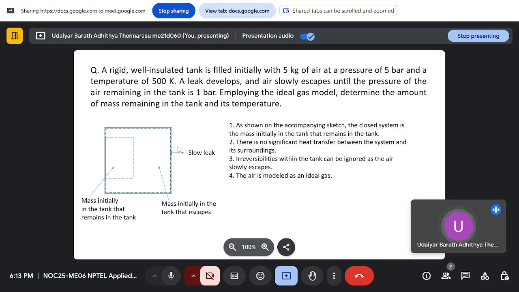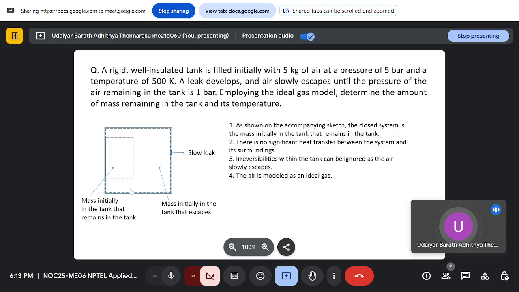If you see in the previous case, we were maintaining 900 kilopascal, so we were supplying heat to maintain that pressure. But in this case it is insulated, so my inlet conditions will vary with time, and the gas which is leaving will also vary with respect to time.